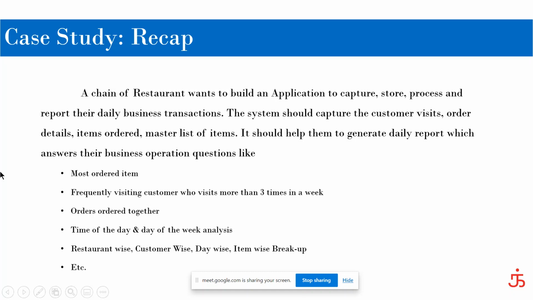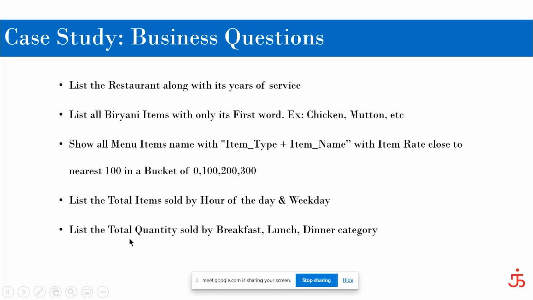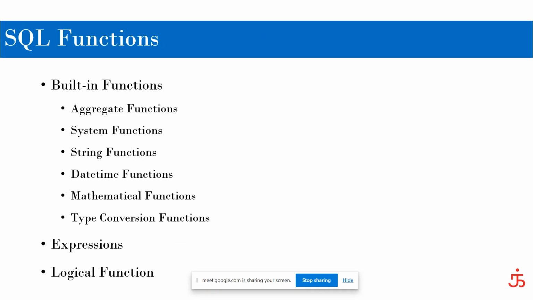Ultimately, the SQL should help us find the most ordered items, frequently visiting customers who visit more than 3 times a week, items ordered together, time of the day analysis, and day of the week analysis. We are going to see time of the day and day analysis today, and the breakup restaurant wise, customer wise, and day wise. So without wasting much time, today we are going to address these 5 questions. At the end of transforming with SQL, we are going to solve these business questions using SQL. With that said, this is the exhaustive list of the SQL functions that we are going to see today.